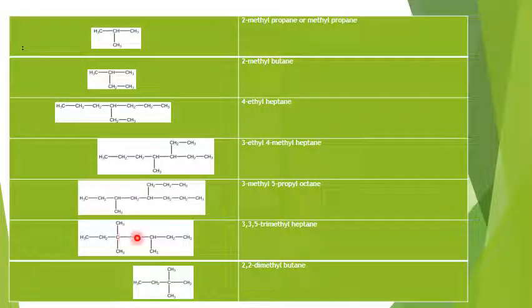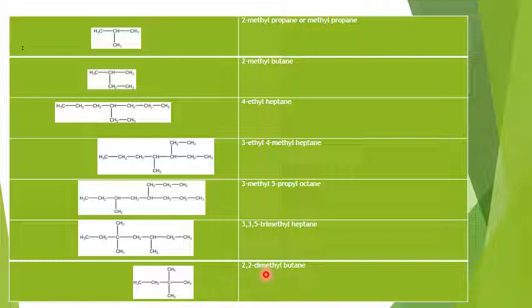Right, next one. Okay, longest chain: 1, 2, 3, 4, 5, 6, 7. Okay, and so it's heptane. And it has 3 methyls coming off of it, so it's trimethyl. And the numbering, if you go left to right, it's 3, 3, 5. If you go from right to left, it's 3, 5, 5. So we're going to go left to right. So 3, 3, 5. Okay. Trimethyl, because there's 3 methyls.